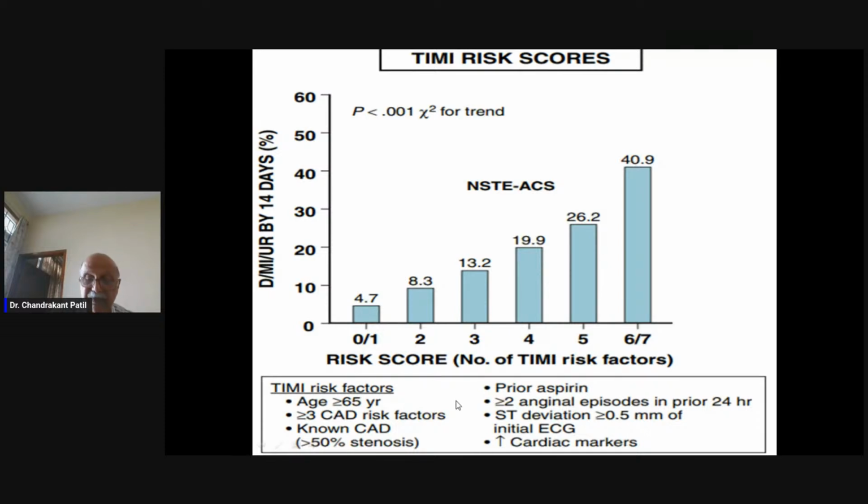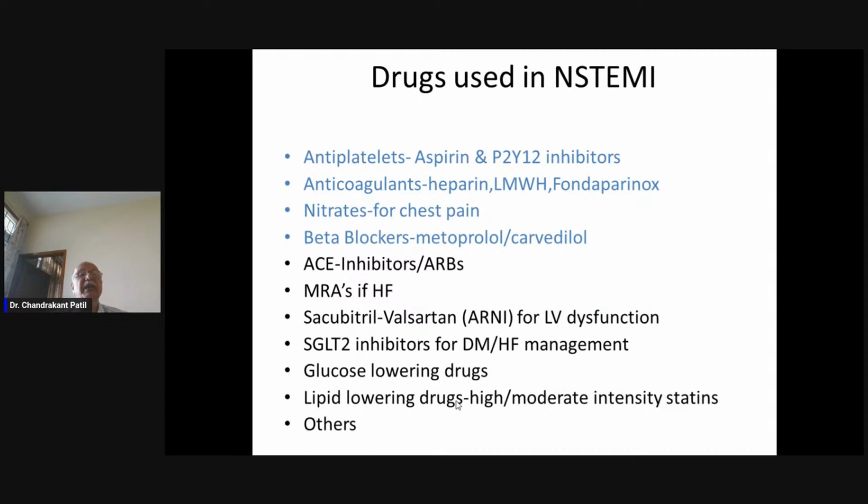That's why this risk score helps. If it is just 0, 1 or 2, it is a low risk, whereas 3, 4 and above is definitely a high risk. They have to undergo a coronary angiogram.